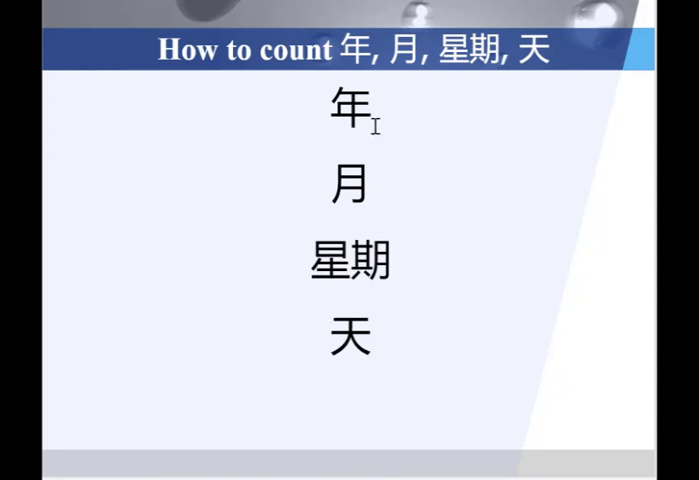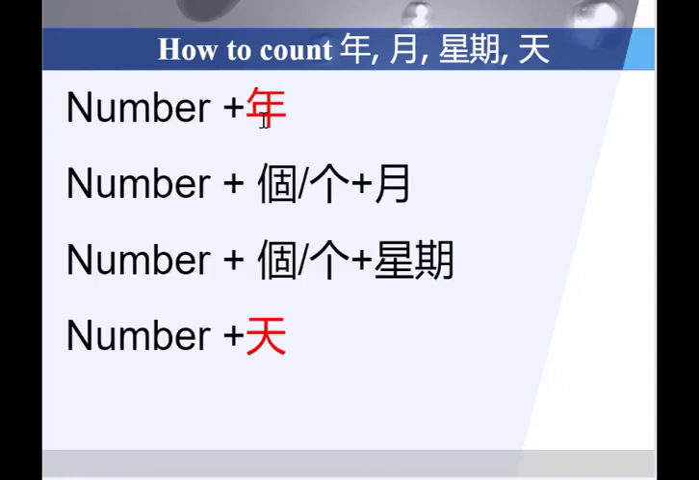Let's take a look. So you count years by simply adding a number. 1 year, 一年, 2 years, 两年, 3 years, 三年. Similarly with 天, 1 day, 一天, 2 days, 两天, 3 days, 三天. I've colored the 年 and 天 in red to show you that neither of these requires an additional measure word.